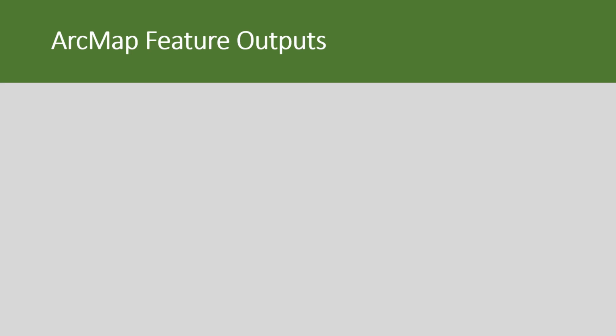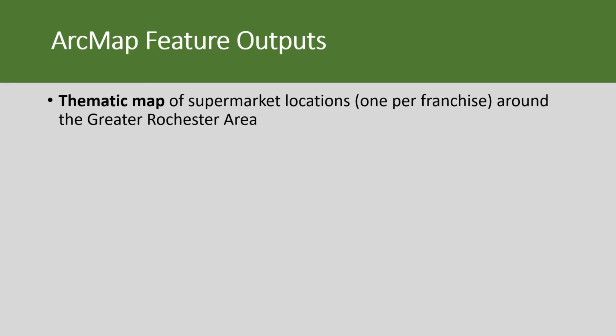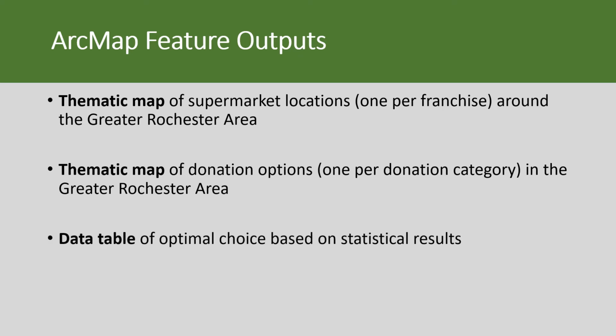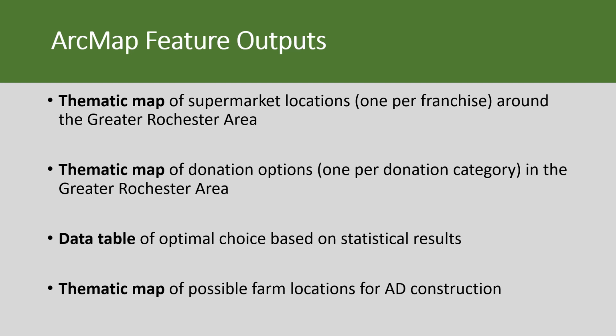Next are some feature outputs that I expect from ArcMap. These include a thematic map of supermarket locations, one map per franchise, around the greater Rochester area, a thematic map of donation options, one per donation category, and then a data table of optimal choices based on the statistical results. Lastly would be a thematic map of possible farm locations for anaerobic digestion construction. However, my study would not go into an analysis of the costs or benefits of such construction.